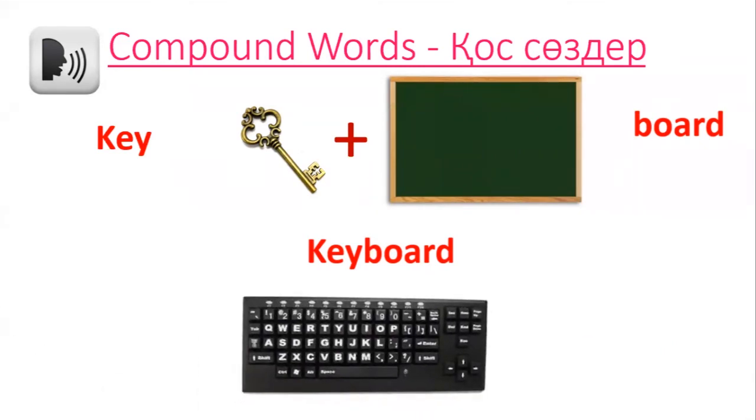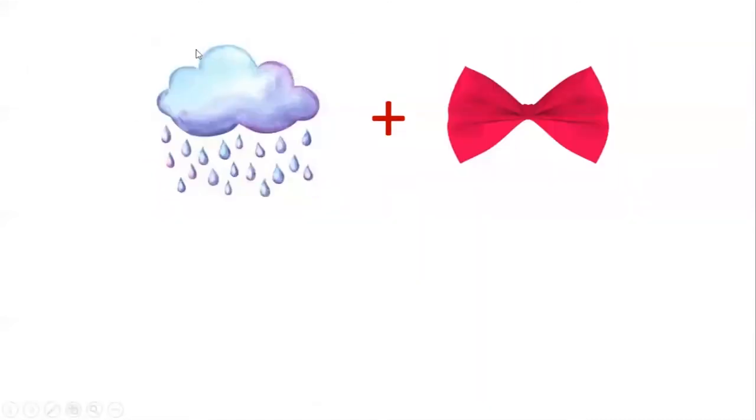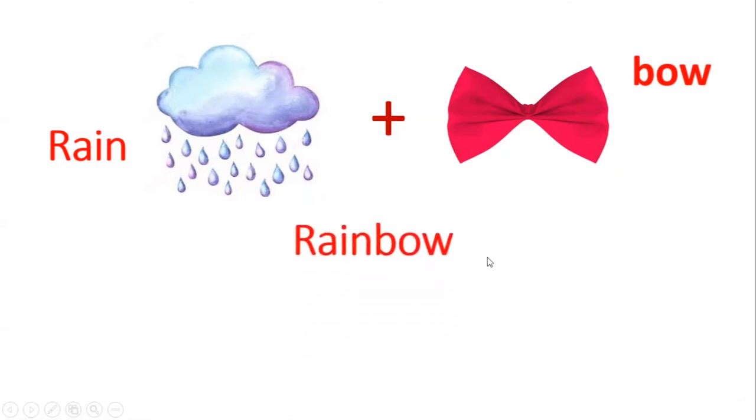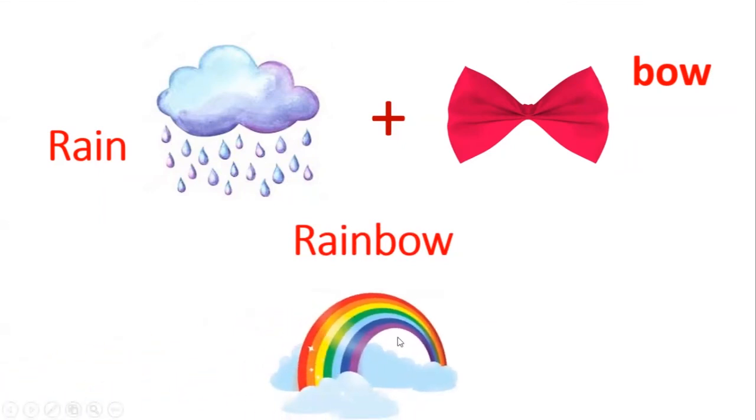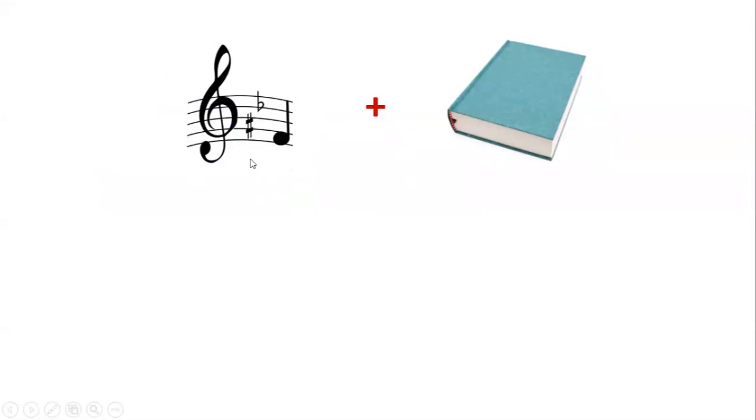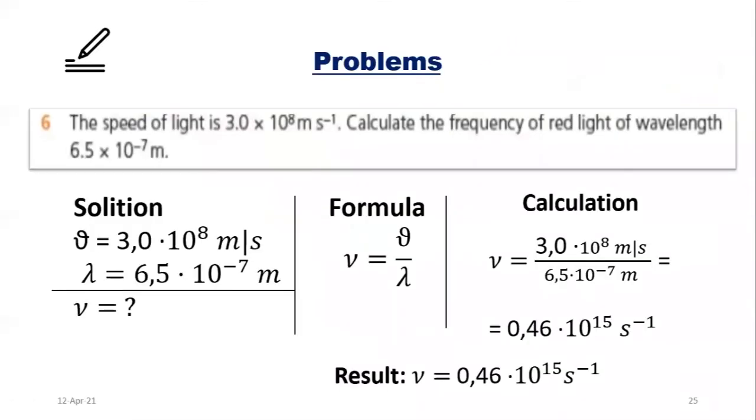I think keyboard emits radio waves. What is it? Rain. Good. Next, bow. What is it? Rain plus bow equals rainbow. Good. Rainbow is visible light. It is a visible light. Yes. Next, not plus book equals notebook.